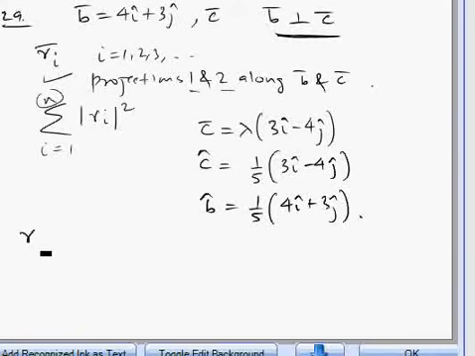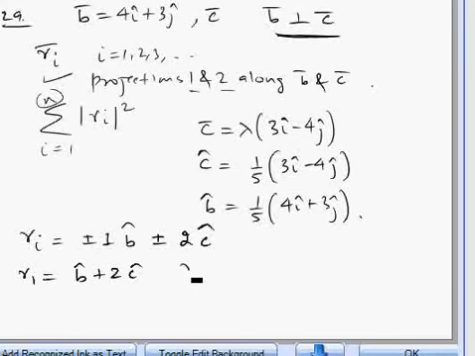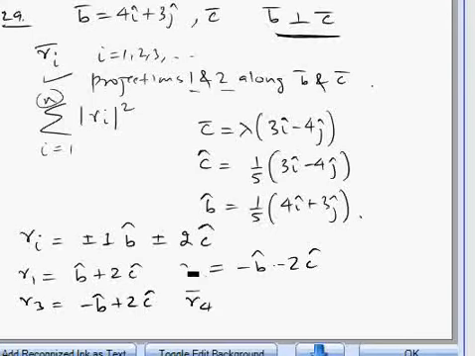Now vector ri has projection of 1 and 2 along b and c, so it is plus minus 1 b cap, plus minus because projection can be negative also. Projection length is positive, but b can be like this, or b can be like this, plus minus 2c cap. So you can see with the plus minus sign we can have 4 values of ri. Let's say r1 is b cap plus 2c cap, r2 is minus b cap minus 2c cap, r3 is minus b cap plus 2c cap, r4 is, all these are vectors, b cap minus 2c cap.